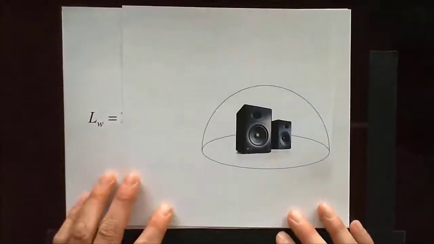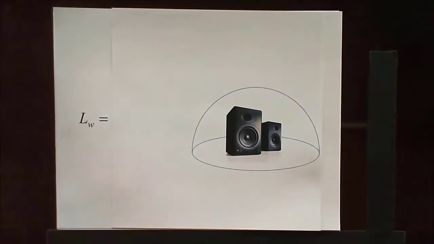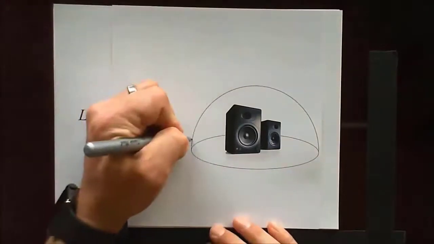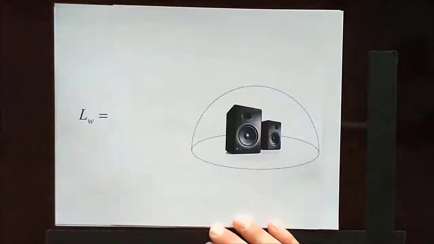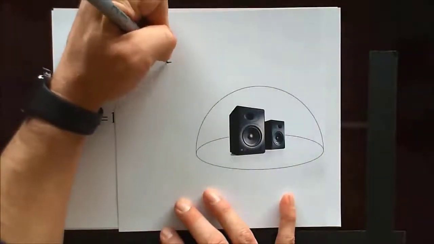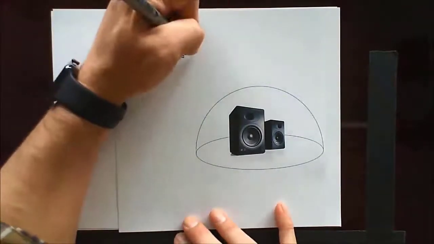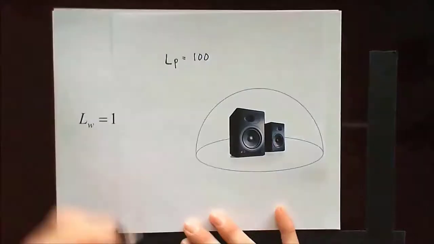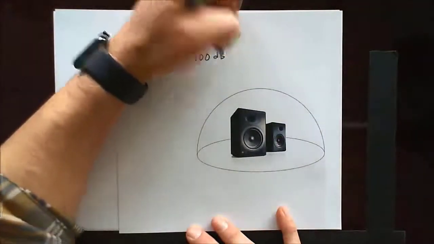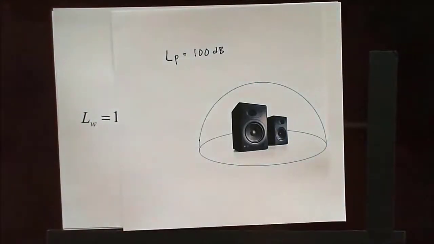So if we look at this, we build a hemisphere around our speakers. We could be measuring our microphones at this radius, right? And we'll have microphones all the way around this hemisphere. In this case, we would expect the sound pressure to be, let's say, 100, just for nice, easy numbers. 100 decibels of sound pressure measured at this distance.